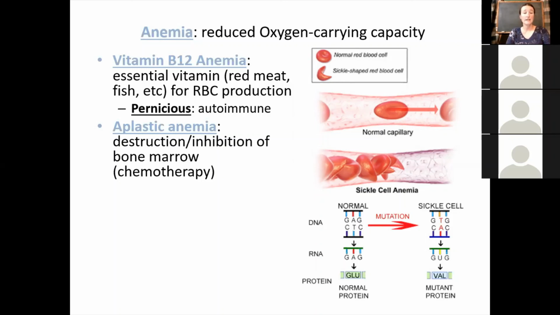Aplastic anemia is the destruction or inhibition of the bone marrow. Oftentimes this is a side effect of something like chemotherapy, which of course attacks any cells that are replicating really quickly, like you would see in a tumor. But of course, in your bone marrow, those hemocytoblasts are also replicating really quickly. They have to continually replace the red blood cells that are lost. And so chemo can result in anemia because essentially mitosis is inhibited throughout the body, not just in the tumor.